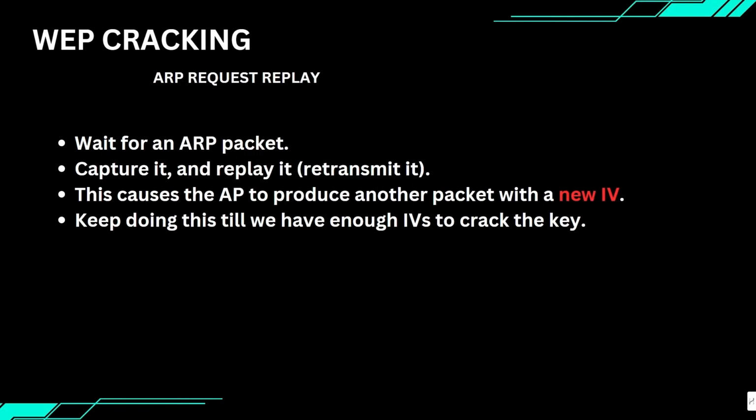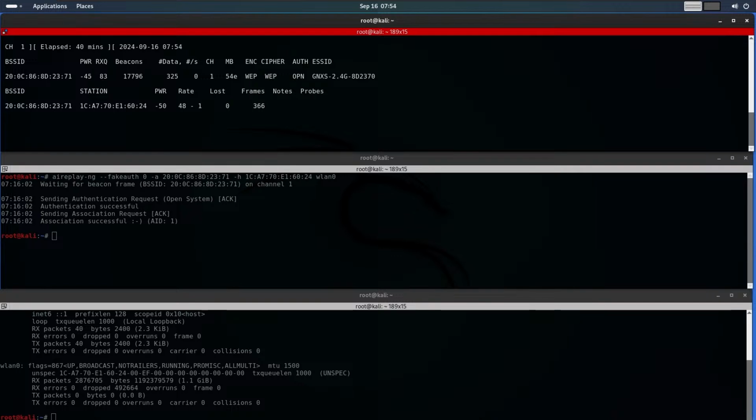Once this packet is transmitted on the network, we capture it and retransmit it. This forces the router to create a new packet with a new IV. And by repeating this process, we continuously force the router to generate new packets with new IVs. Once we have enough data, enough IVs, we can run Aircrack-ng just like we did before to crack the key. As you can see, I am already running Aircrack-ng against our target network and I have associated with it. Now, the only thing left is to run the ARP replay attack to inject packets and get the router to generate more packets with new IVs.